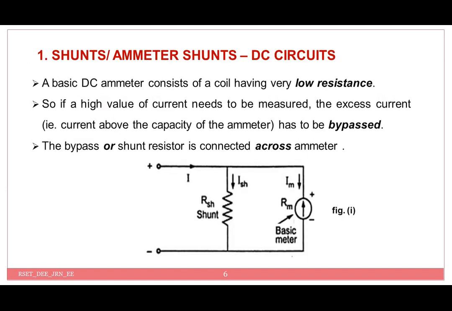So, let us first see shunts as applied to DC circuits. A basic DC ammeter consists of a coil which has a very low resistance. So, if a high value of current needs to be measured, what has to be done? The excess current, that is the current above the capacity of the ammeter, has to be bypassed. The bypass or shunt resistor is connected across the ammeter. Please have a keen look at the diagram. This is my basic meter. A shunt is connected across. So, the total current gets divided into two. IM is the current flowing through the basic meter and ISH is the current flowing through the shunt resistor, and at any instant I is equal to ISH plus IM. We will come across it.